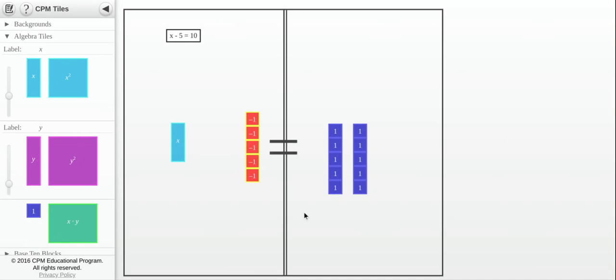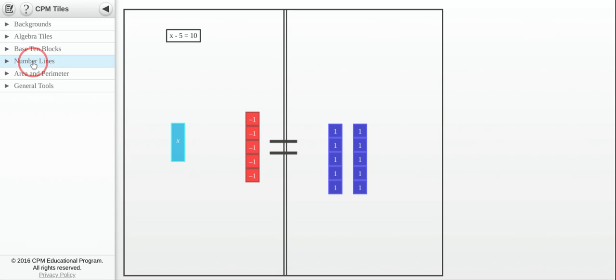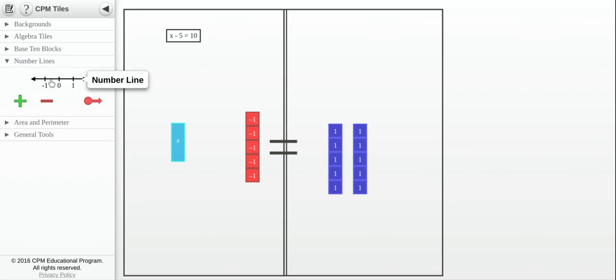Now, I want these to look the same, right? I want this side to be exactly the same as this side. So my question is, what would I need to put on this side to make it equal to 10? If I think about my number line, I'm going to bring up my number line.